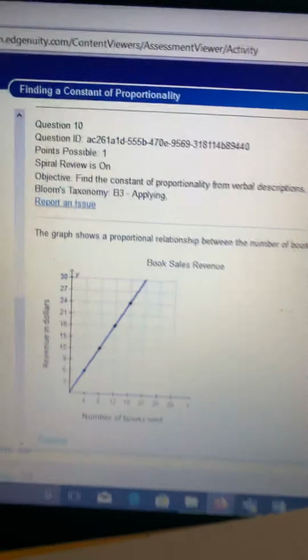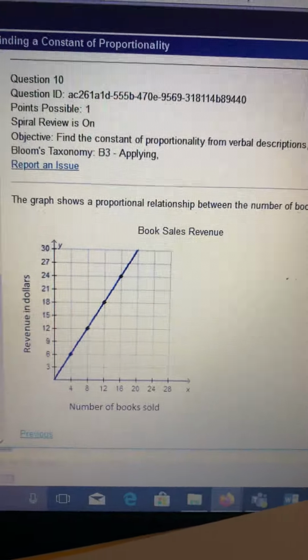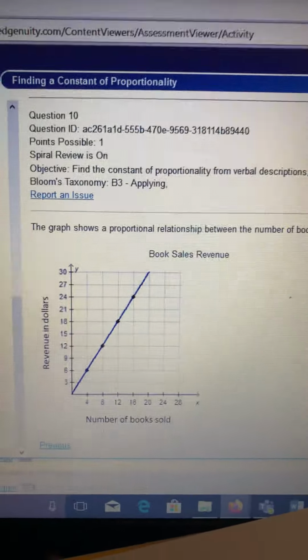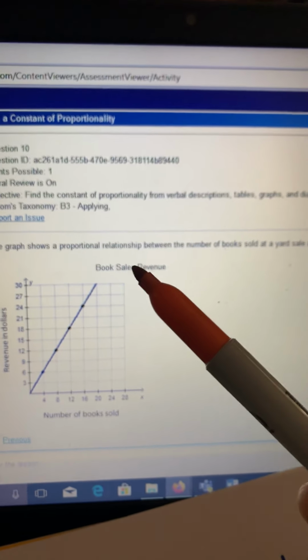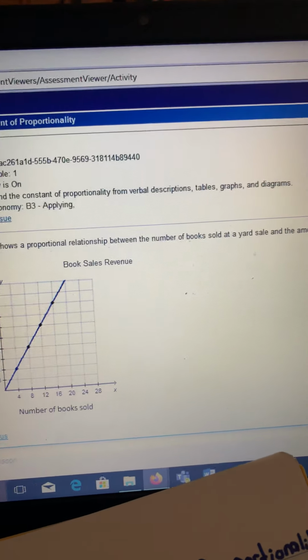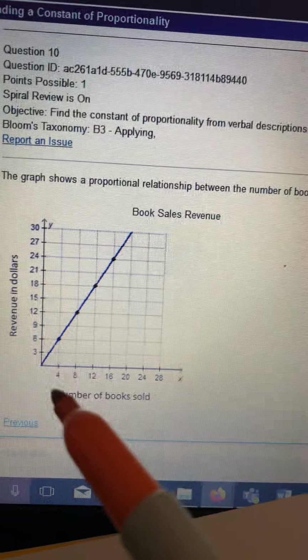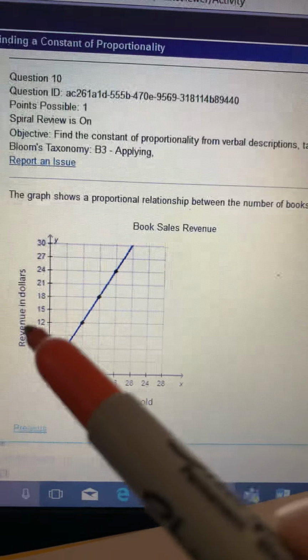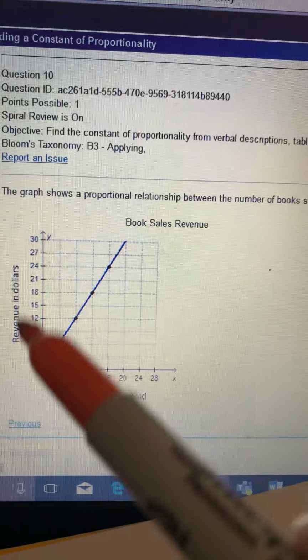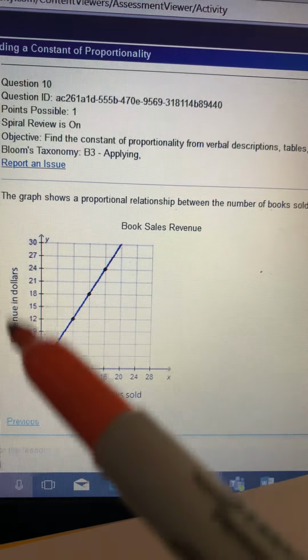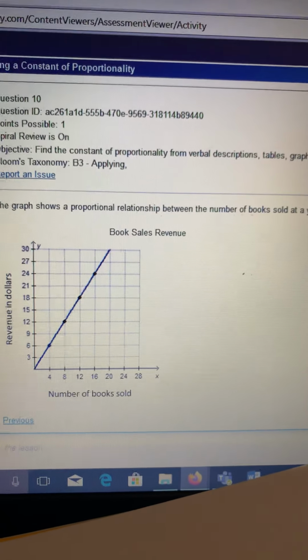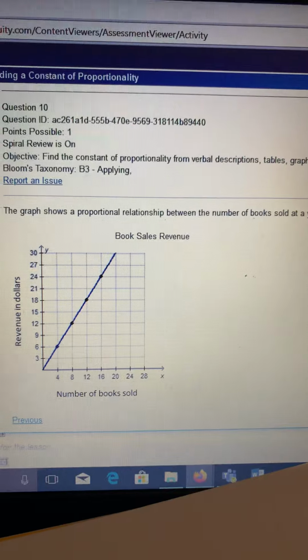And last thing I want to show you is the constant of proportionality on a graph. So it says the graph shows a proportional relationship between the number of books sold at a yard sale and the amount of money collected from the book sales. So I have my chart right here. Notice how the number of books sold are on the bottom, and the revenue in dollars is on the side. So x value, y value. So I want to find the rate of the constant of proportionality.